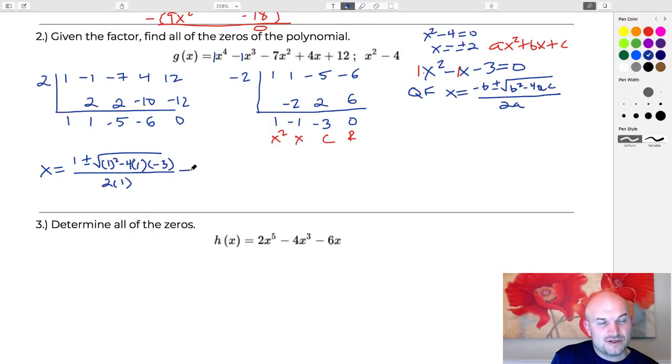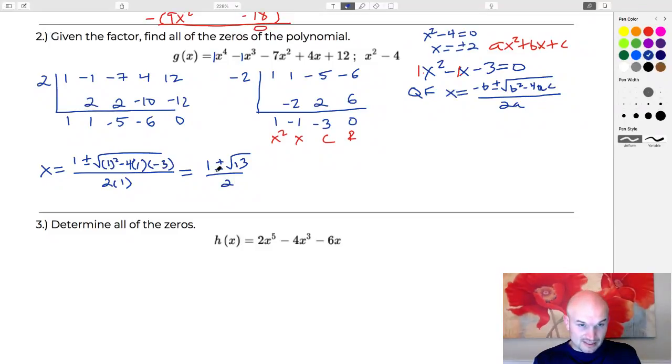All right, so if I was going to simplify this, this is 1 squared. That becomes negative 4 times negative 3, which is a positive 12. So therefore, this is 1 plus or minus the square root of 13, over 2. Now, you could write your zeros like this, or you could distribute the 2 into both those terms and write it like this. I believe in the key in my class that I used, I wrote it like that. And it really doesn't matter.